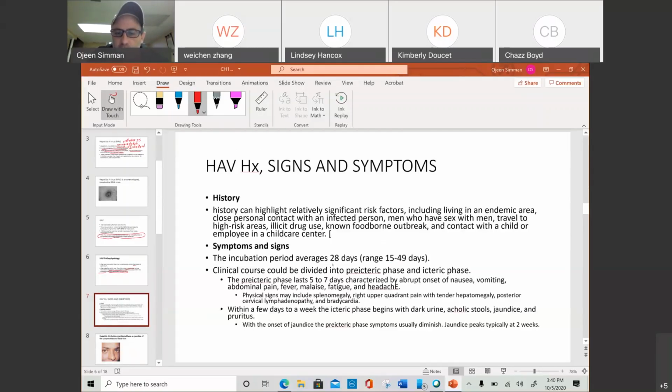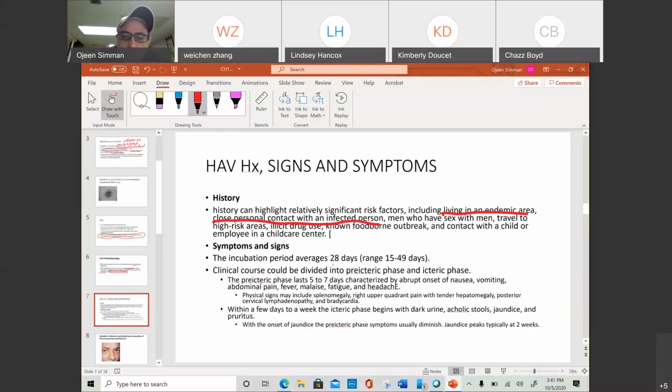So, the history and signs and symptoms of somebody who has hepatitis A virus. The history of the patient must include a recent risk factor. So what are the risk factors? It has to be the patient in an endemic area, or a person who has come into close contact with somebody else who has been infected. For example, could be traveling to a high risk area.